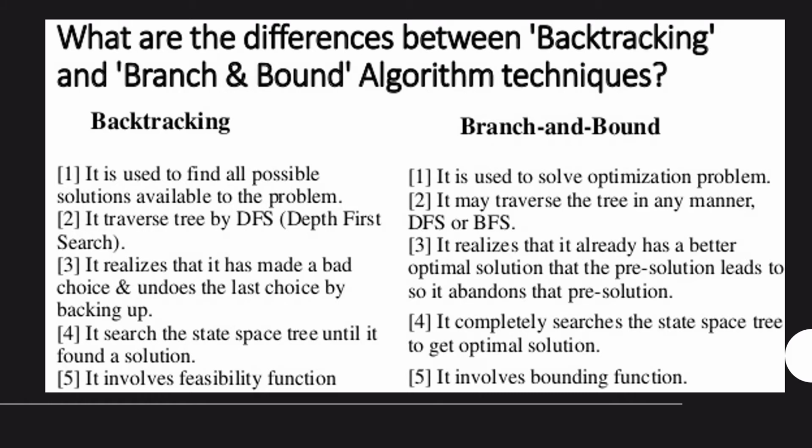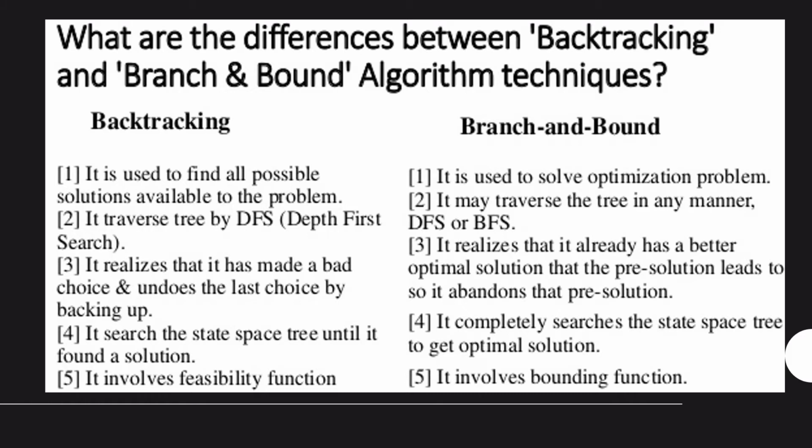The second difference is that backtracking traverses a tree by DFS, depth first search. And in case of branch and bound, we use both DFS or BFS to traverse a state space tree, or to construct a state space tree.